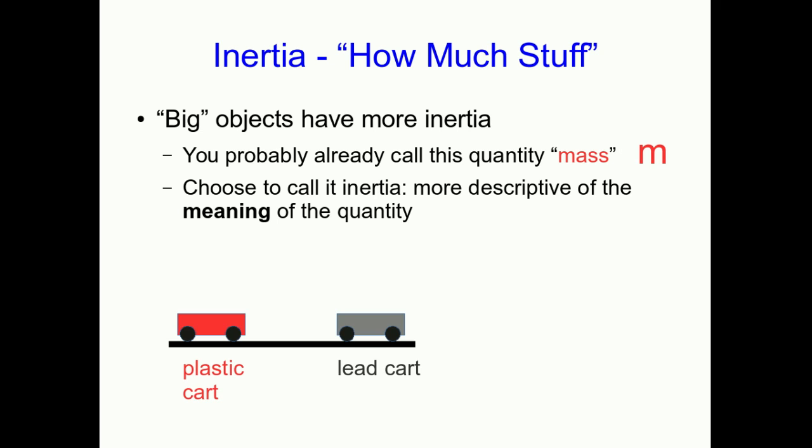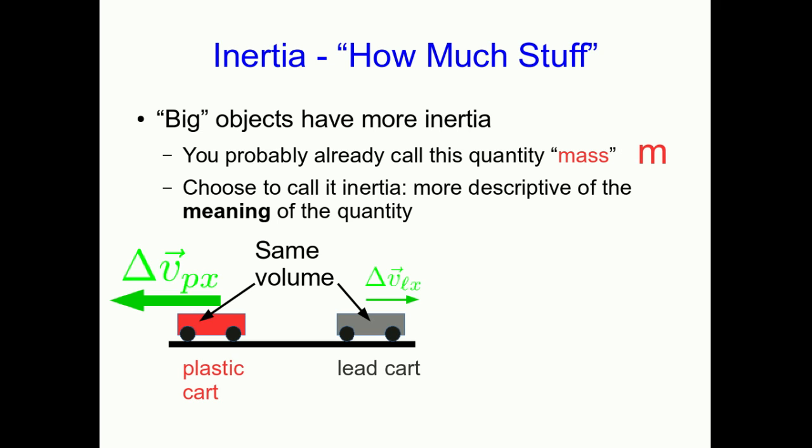Just to illustrate, though, I need to clarify what I mean by big. Suppose we have a plastic cart and a lead cart, and they're the same volume, and we let them interact with each other. As I'm sure you can guess, the plastic cart is going to have a much larger delta V than the lead cart. So what I mean by big is some measure of how many protons and neutrons and stuff like that are in it.